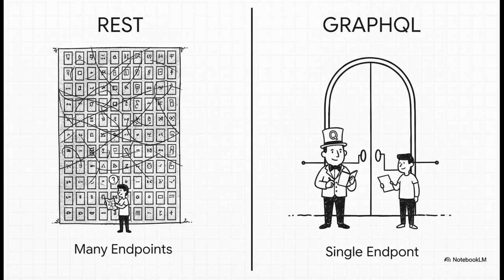And this is where it gets really, really cool. Instead of having to manage and document hundreds of different URLs for every little piece of data, your entire application can talk to the server through a single, super smart endpoint. Seriously, it's like having one genius concierge who can get you anything you ask for, instead of having to know which of 100 different doors to knock on.